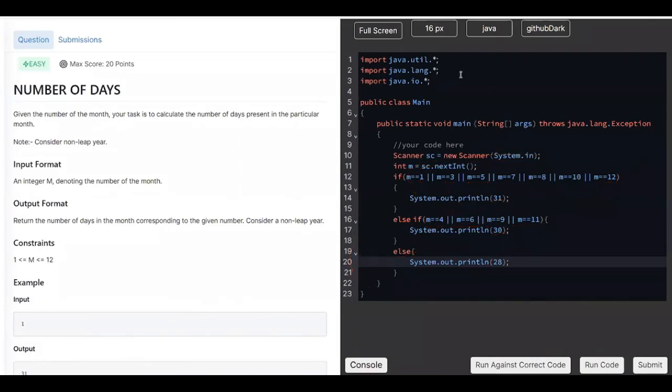Now guys, it is very logical to use a logical OR here. If you used a logical AND, you would be wrong. Why? Because m cannot be 1 and 3 and 5 and 7 and 8 and 10 and 12 at the same time. So you cannot do it like this. You have to use a logical OR only.